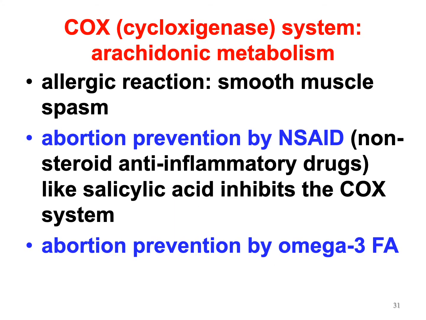And by this way, the COX system, the cyclooxygenase system, is affected, and it is pushed towards the direction of production of inflammatory prostaglandins and leukotrienes. And the allergic reaction is every time smooth muscle spasm, bronchospasm, uterus spasm, etc. The question arrived whether the abortion may be prevented by feeding of omega-3 fatty acids and non-steroid anti-inflammatory drugs. The answer is yes, but the problem is how to schedule these substances in big animal facilities.